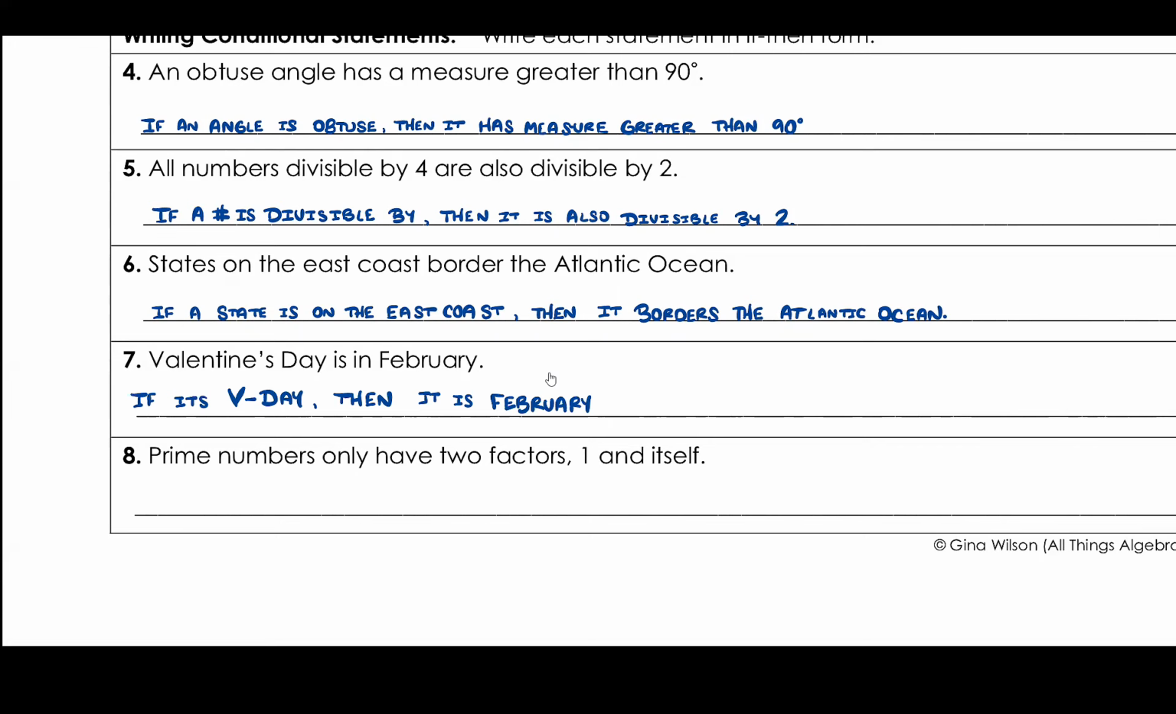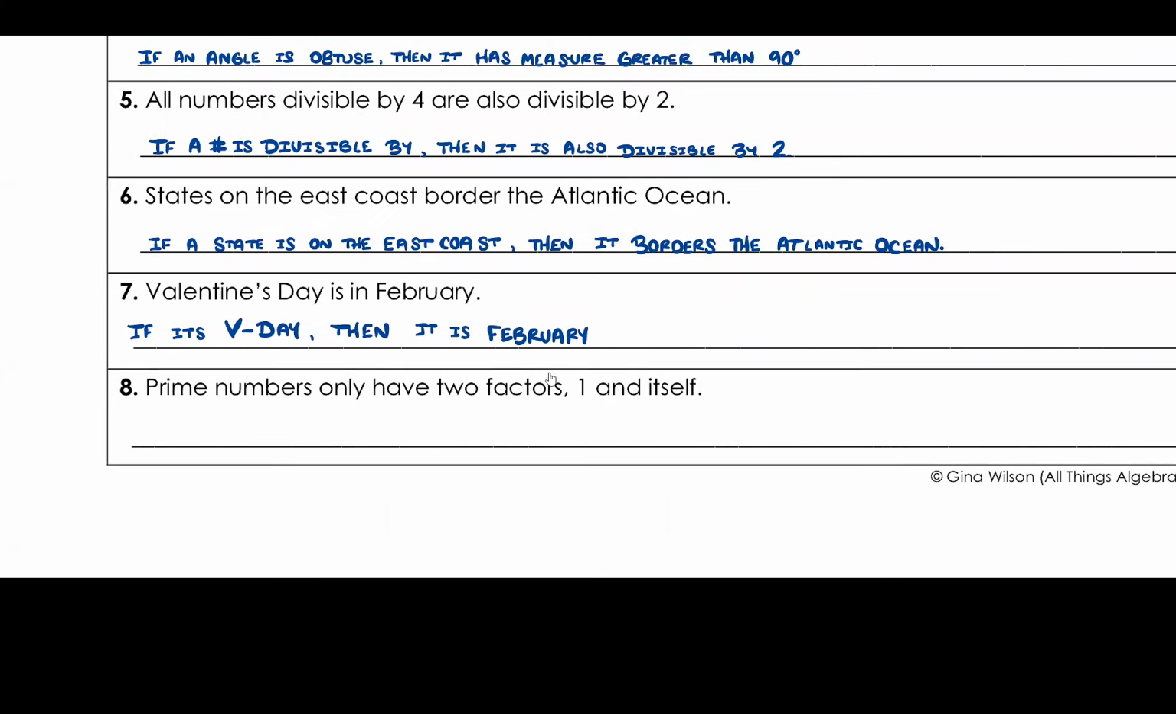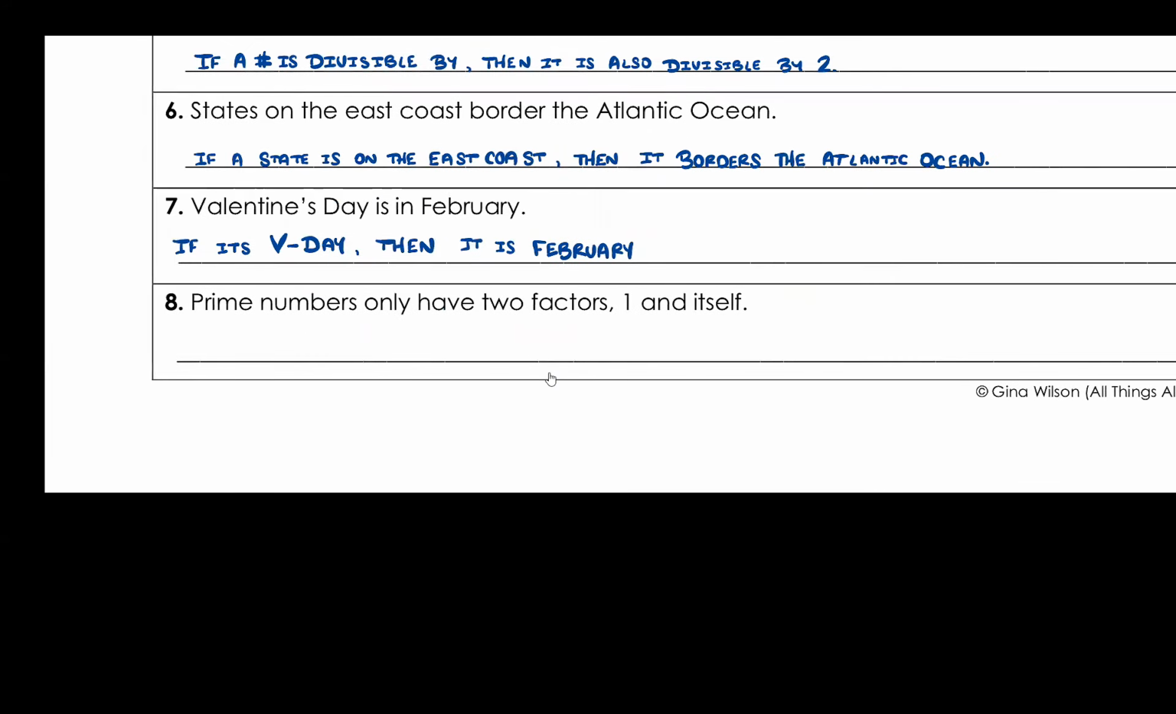Lastly, prime numbers only have 2 factors, 1 and itself. What do you think? Left side, come on with me. Come on, take a ride with me, with the windows down doing geometry. Oh, I see what you did there. Yep, must be the money.